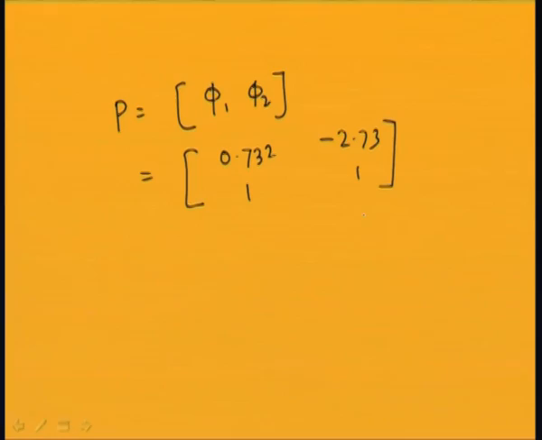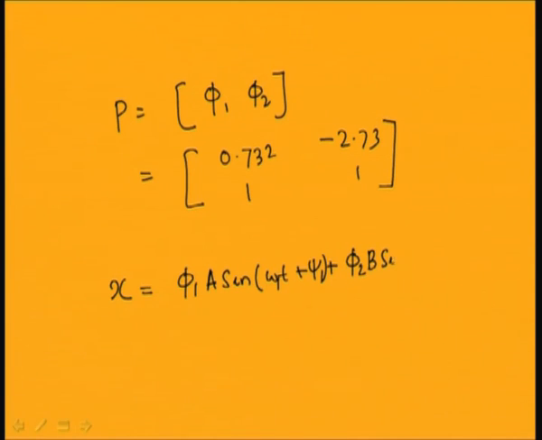So, to determine the free vibration response of the system, you can use these normal modes. At a particular time the free vibration can be considered to be the summation of the normal modes. So, the free vibration x at a particular time you can write will be equal to phi 1 a sin(omega 1 t plus psi 1) plus phi 2 b sin(omega 2 t plus psi 2).